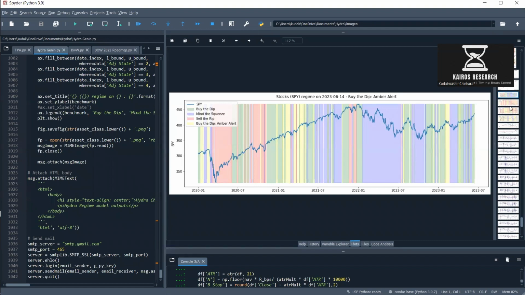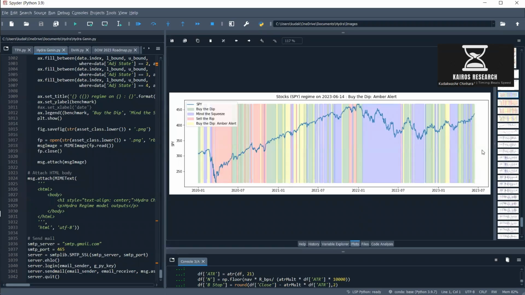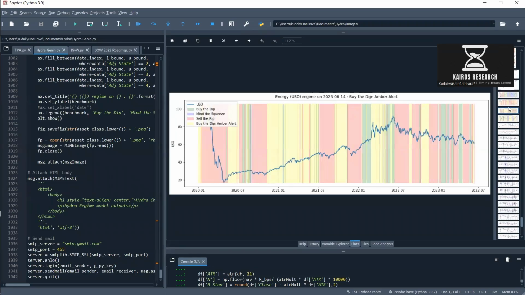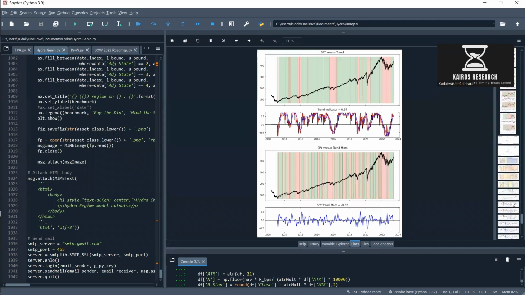Here's a quick example. I think I've shared these in some reports before, where the different quadrants are represented here, as we saw back here: buy the dip, sell the bounce, etc. And I track these through time in conjunction with all the other bits and pieces that we look at, like the trend indicator, the cycles. But of course, I'm not going to show that because that's premium stuff.